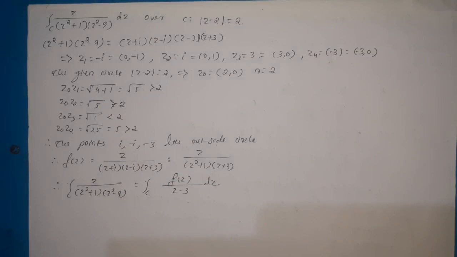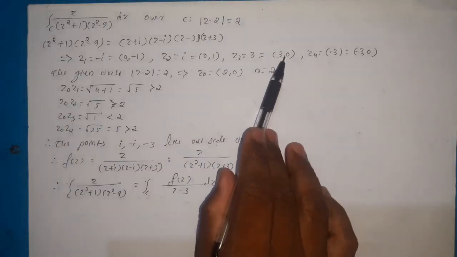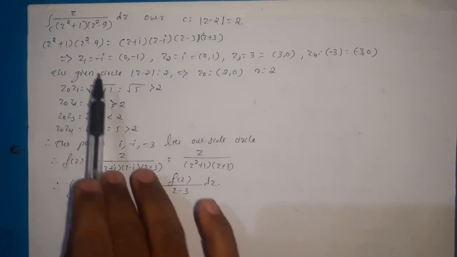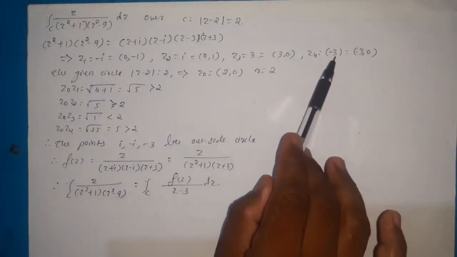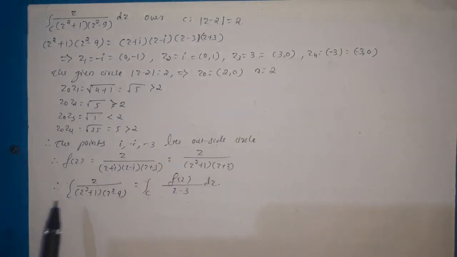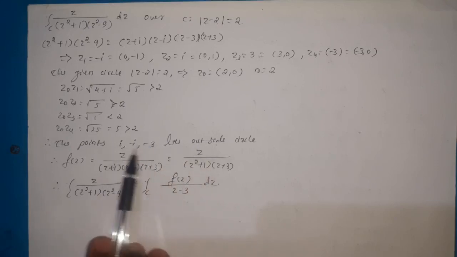It means that the only point that lies inside the circle is z3. So z3 equals what? 3, 0. The remaining three points, minus i, plus i, and minus 3, all lie outside the circle. Then what are the corresponding factors of these three?